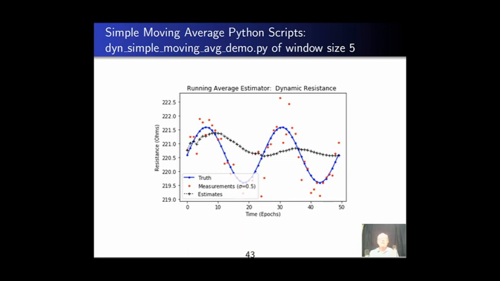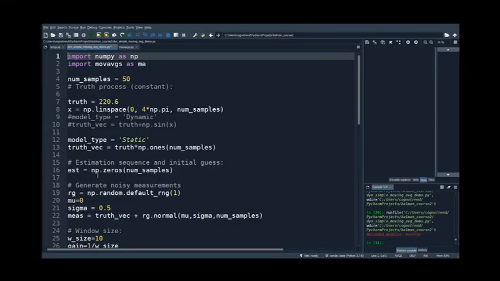Okay, so now we're going to switch over to our Python script. What you see here is the Spyder IDE that Anaconda provides. This is the program that I was just showing before. It's called DIN Simple Moving Average Demo. It generates the plots that we were looking at. I've got two possible models here, a dynamic model and a static model. Right now I've got the static model selected. We'll run that and we'll get the plots here in a second.